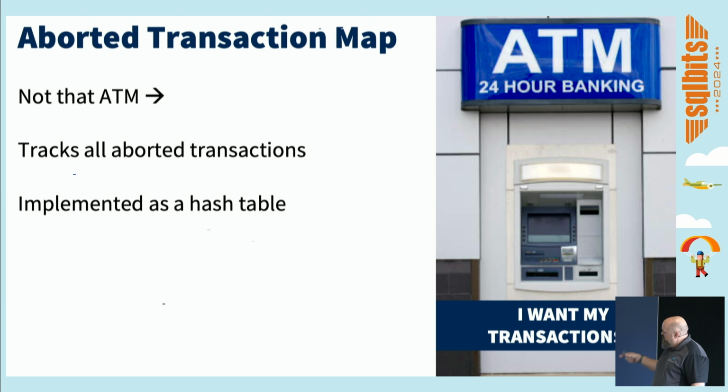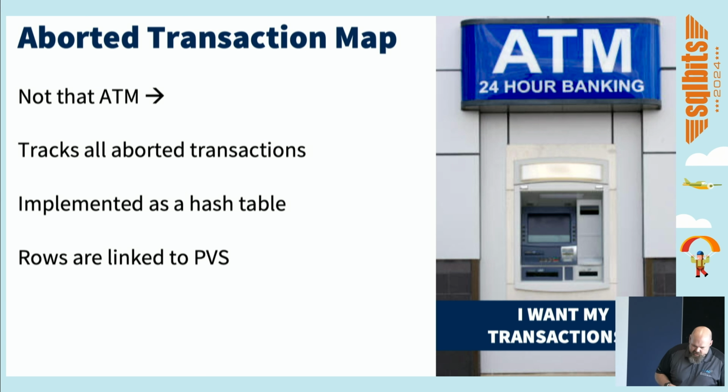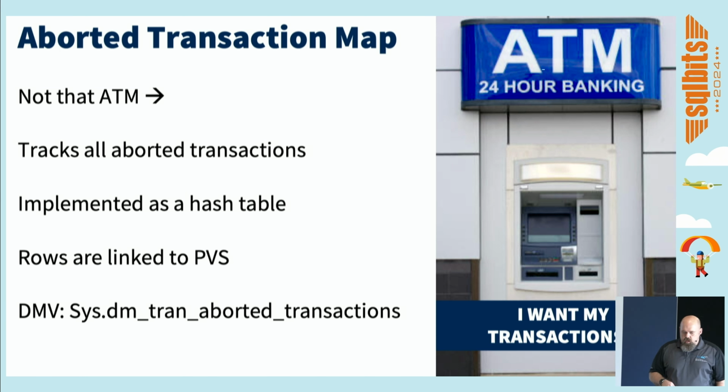It's implemented as a hash table. You can see some DMV stuff. There are some new DMVs that you can go poke around somewhat on this stuff, but the map itself is a hash table. You can't really interrogate it like a table. The rows are linked to the persistent version store, and we can see this in extended events. If you like messing around with extended events, we did get some new extended events with ADR that you can go see. And there's the DMV. So there's a sys.dm_tran_aborted_transactions that you can go see, that they extract out of the hash table for us.